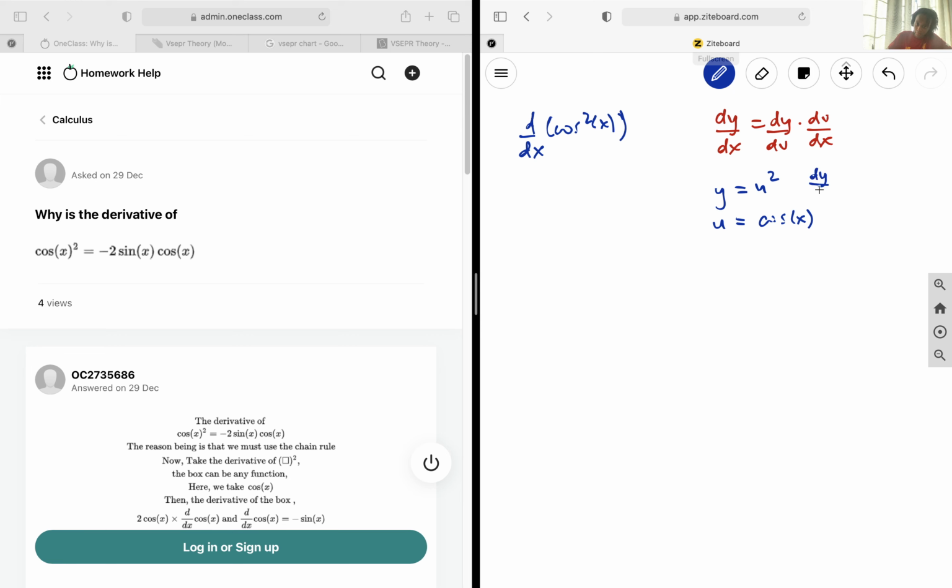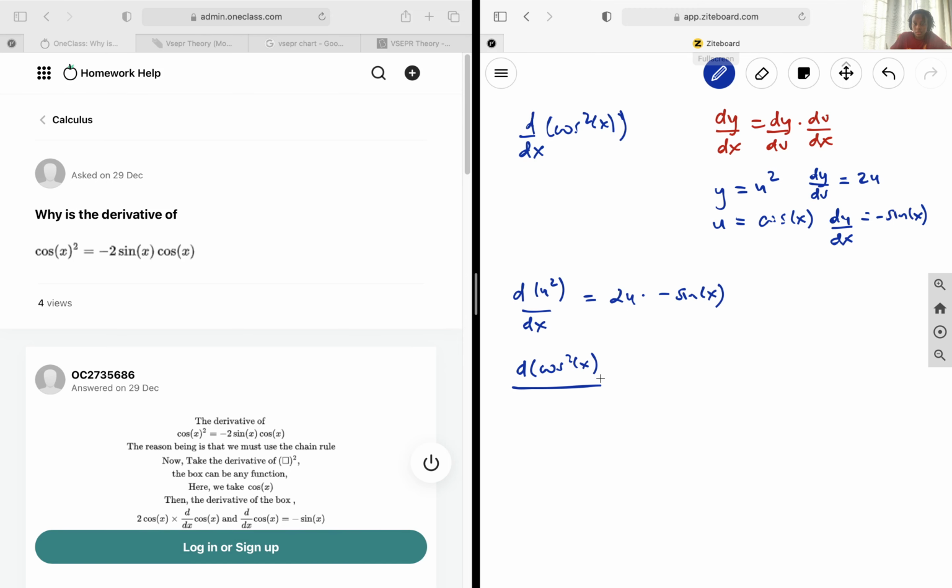This will mean that dy over du, using the exponent rule when it comes to derivatives, is going to give us 2u, and du over dx is going to give us negative sine x. And so we just put that all back in to our equation here, and we get d u squared over dx is going to be dy over du, so 2u, multiplied by du over dx, so negative sine x. And then we're just going to substitute u for cos x.